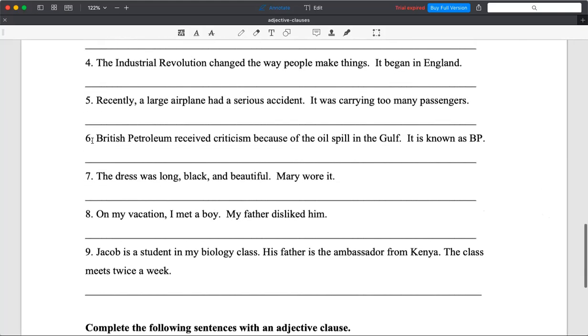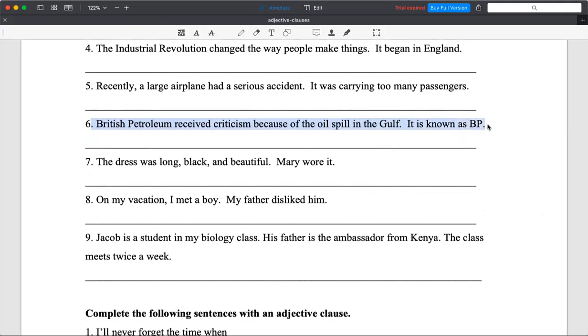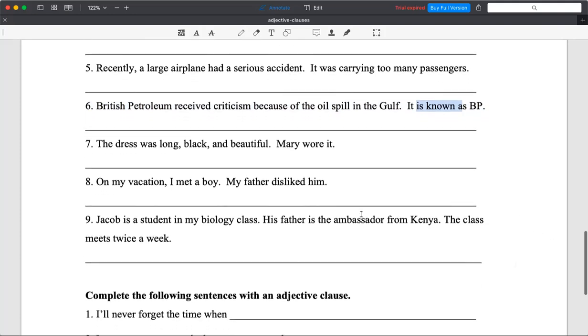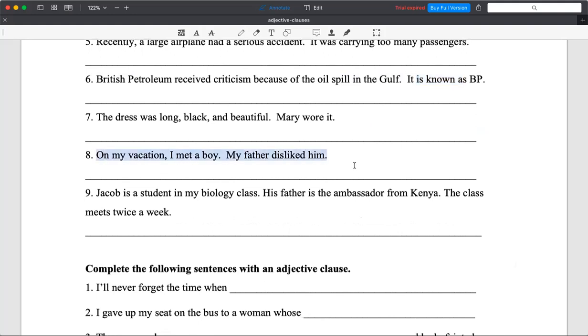Lucas, you did number six: British Petroleum received criticism because of the oil spill in the Gulf, and it is known as BP. So he said, British Petroleum, whom? I don't use whom. I would say which is known, right? Because British Petroleum is a subject. So I would say, and this is passive, so you can use British Petroleum. Try again, Lucas, okay? William, number eight: on my vacation, I met a boy and my father disliked him.